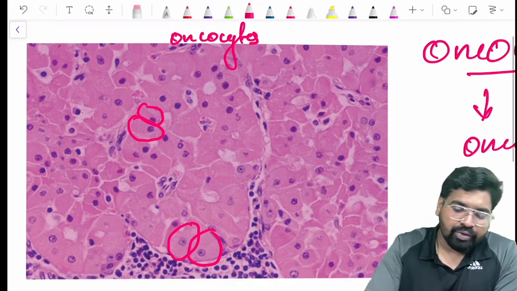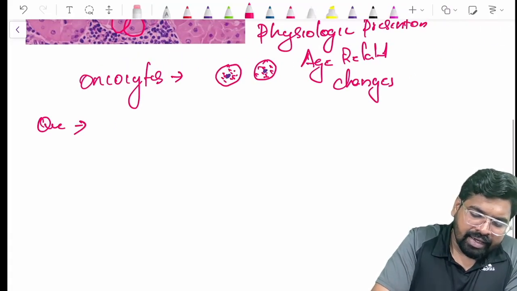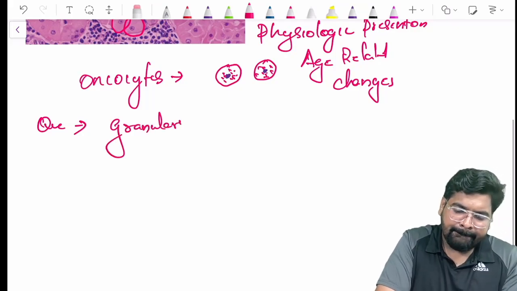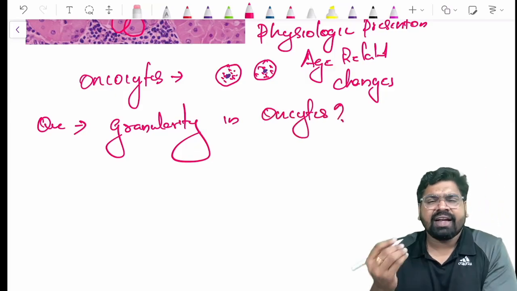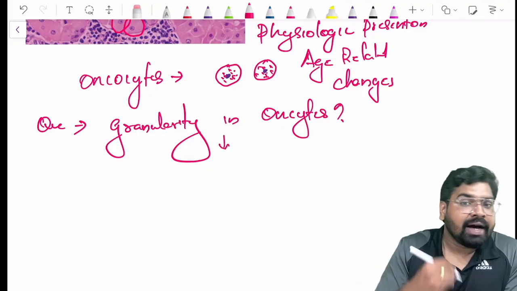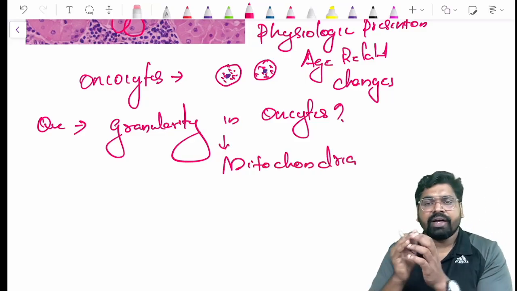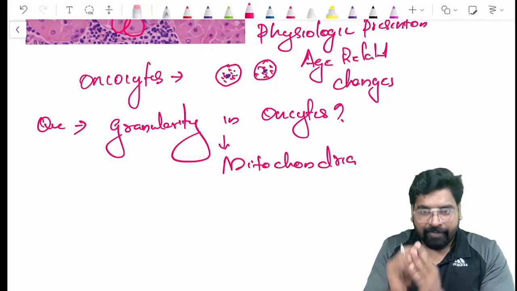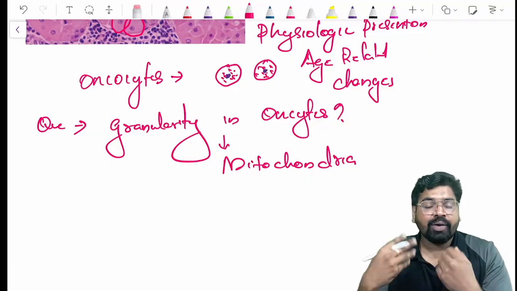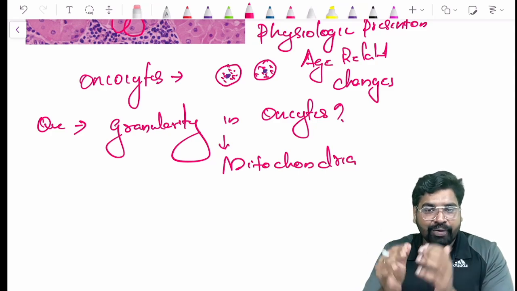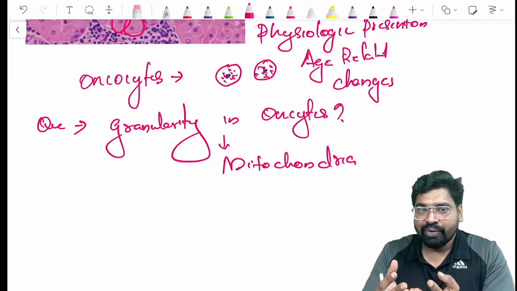Now, what are these granules? There was a question on the granularity in oncocytes or in oncocytoma. These granules are nothing but mitochondria. Mitochondria give the granularity in oncocytoma. I am saying this because when we learned ameloblastoma, in granular cell ameloblastoma, the granularity was due to lysosomes. In oncocytoma, the granularity is due to mitochondria.